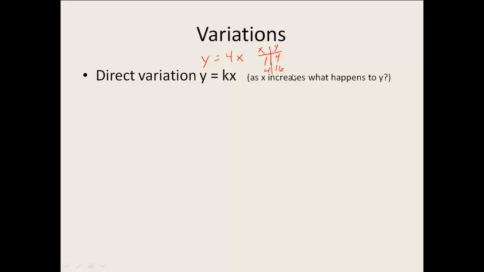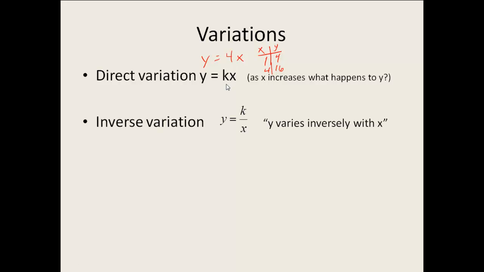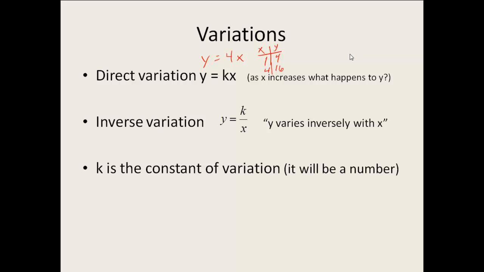The reverse is also true. As x decreases, my y value decreases. That's for direct variation. Now our new one today is inverse variation, and it has the form y equals k over x. Now the way you would see this phrased would be y varies inversely with x, and again our k is the constant of variation, so it's going to be some number.